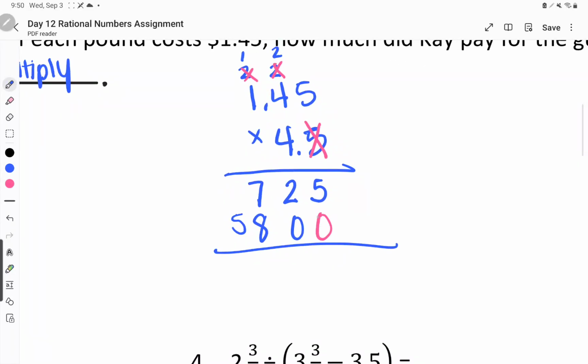Add it all together, we have 5 plus 0, which is 5, 2 plus 0, which is 2, 7 plus 8, which is 15, so we write down a 5 and carry our 1, then 1 plus 5, which is 6. Then, how many decimal places are we going to have? 1, 2, 3, 1, 2, 3. And our decimal will go right there.